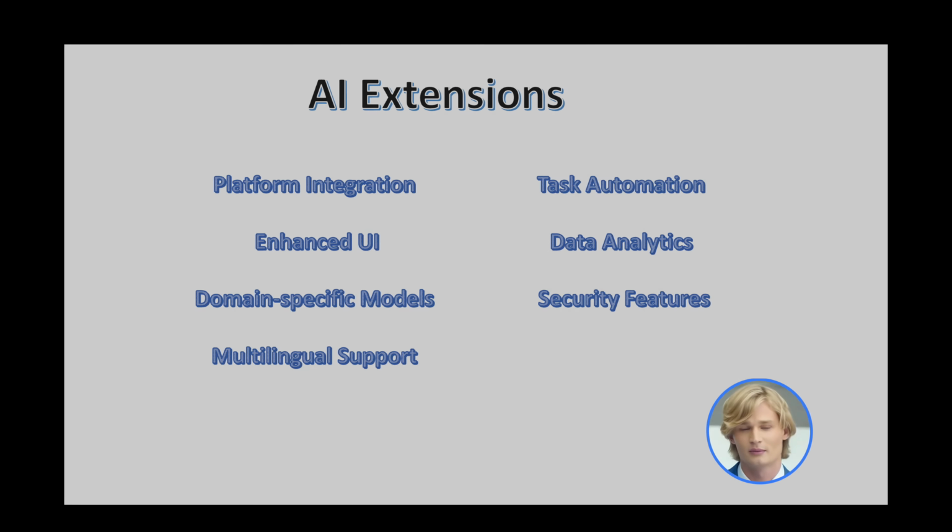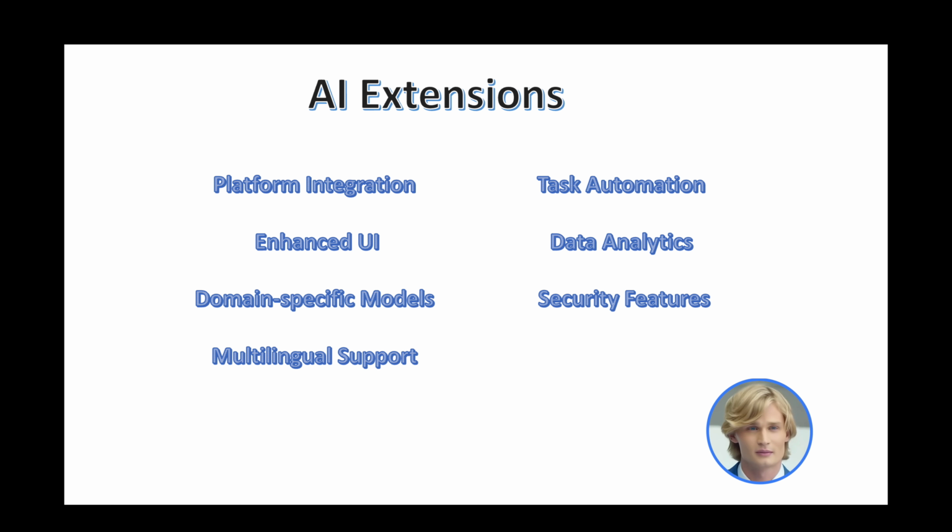Let's start. AI Extensions. The AI Extensions plugin for ChatGPT is a versatile tool designed to expand the capabilities of the base ChatGPT model. It caters to the needs of users looking to integrate AI-powered conversational capabilities into various platforms and applications. With a range of features like platform integrations, domain-specific models, multilingual support, and more, the plugin allows developers and businesses to harness the power of AI in a more targeted and efficient manner.